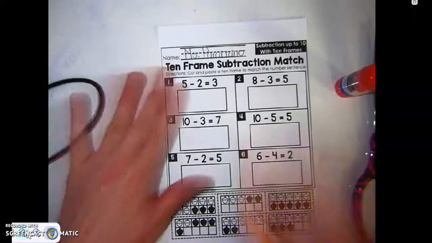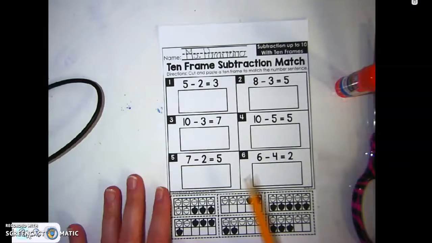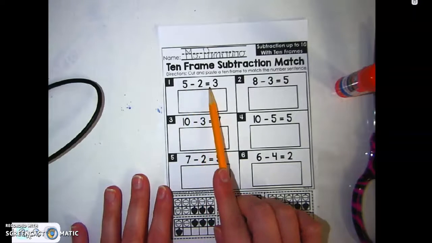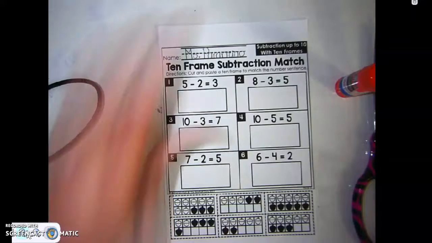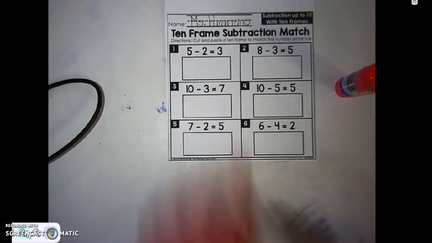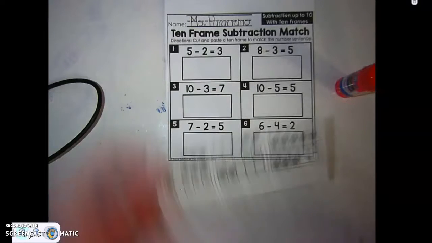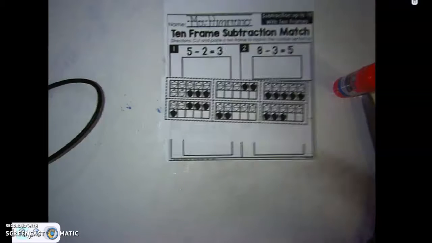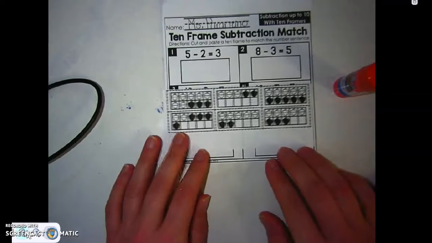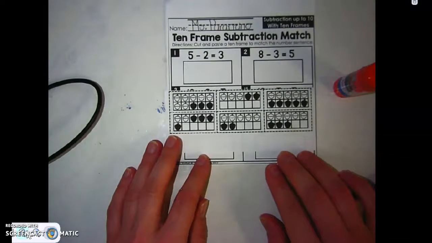Okay friends, so for this one we have to look at the subtraction sentence first. So I have 5 minus 2 equals 3. And then I'm going to come down here and we're going to cut out our tens frames. We're going to look for a picture that matches our subtraction sentence. So I need to look for one that shows 5 acorns minus 2 acorns equals 3 acorns left.